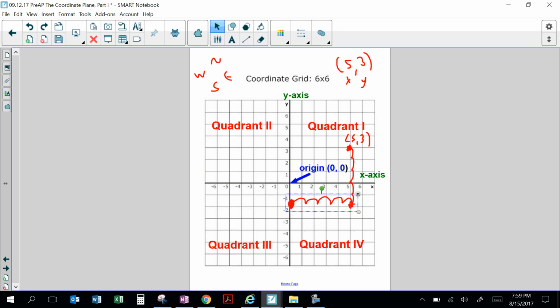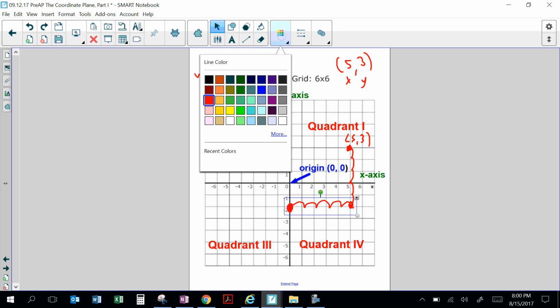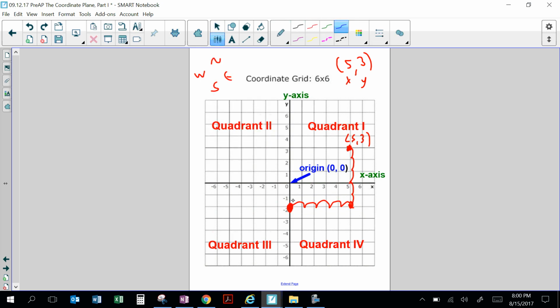If I ask, please tell me the ordered pair for that point, what would you say? Well, let's see. Whoops. Ugh. Let me get my pen. That goes here and here. So the x-axis is 0. The y-axis is -2. And what quadrant are you in? We're in no quadrant. We're actually on the y-axis.